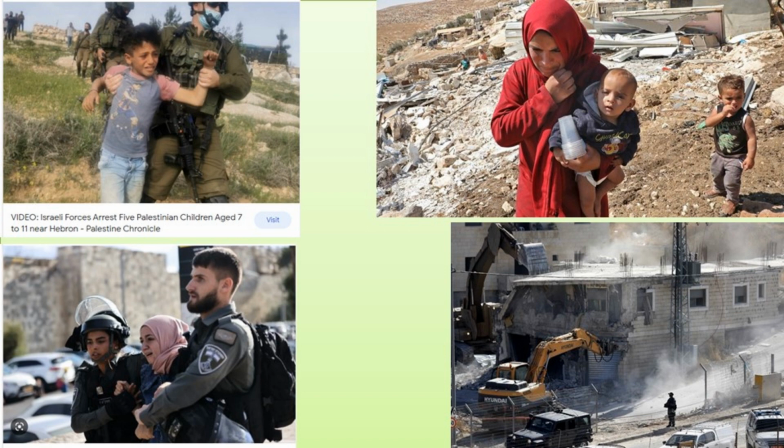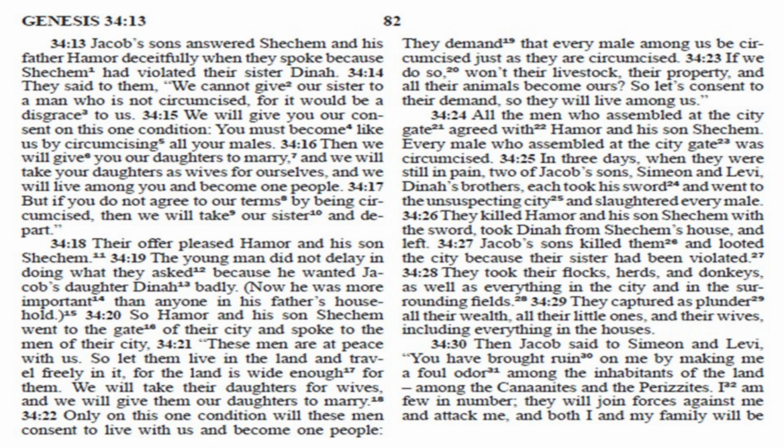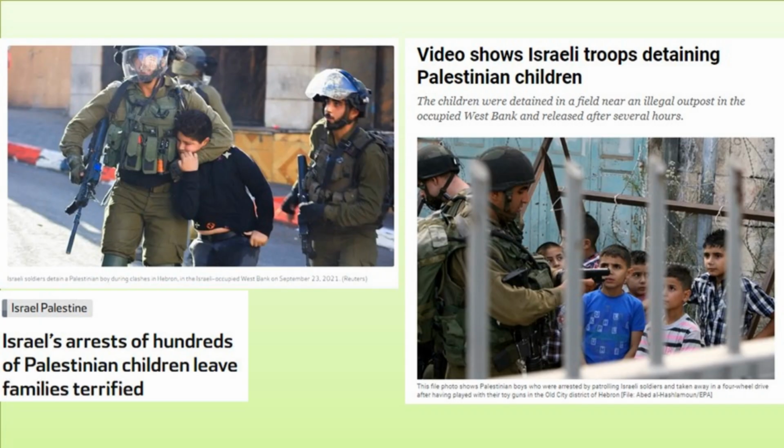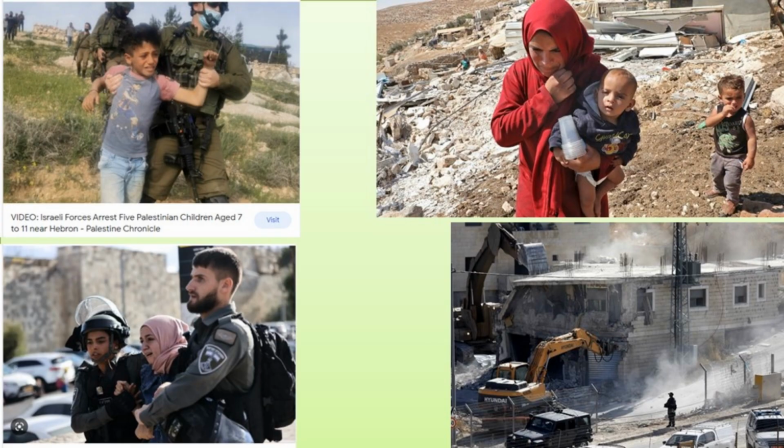Therefore, I request the Israeli government to stop these inhuman activities immediately, as we have understood the real cause behind the conflict. The prophet Jacob was unhappy and upset because of his sons' action and said, "You have brought ruin on me by making me a foul odor among the inhabitants of the land," as mentioned in verse 30. Now, because of your inhuman activities, you are disgracing the prophet Jacob once again, and he is upset and unhappy for your actions. Therefore, stop all these inhuman activities immediately.